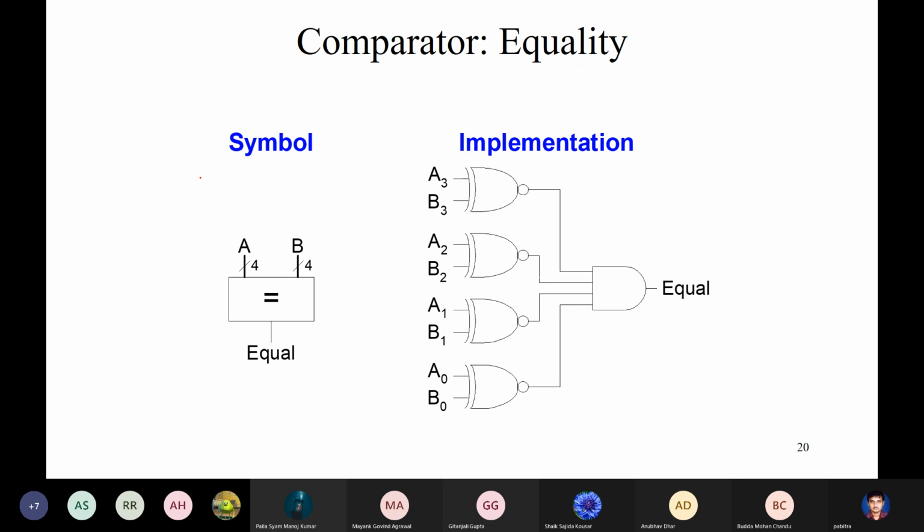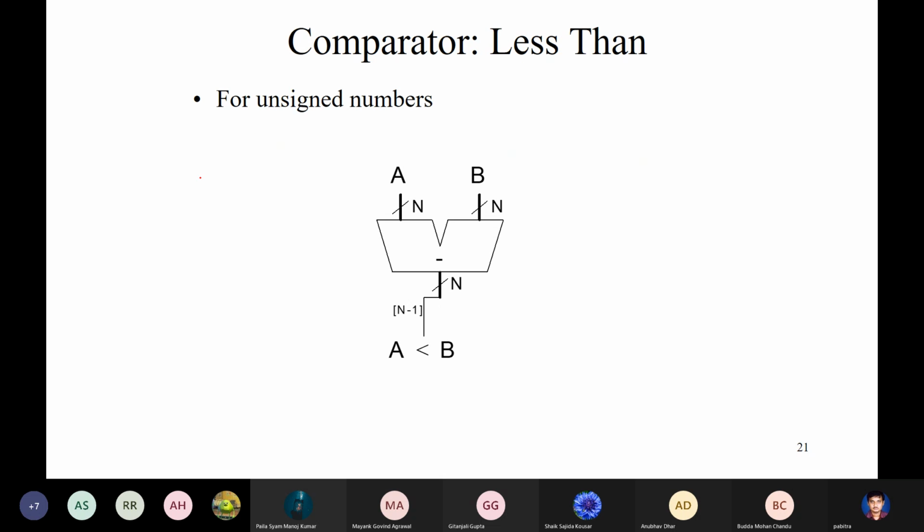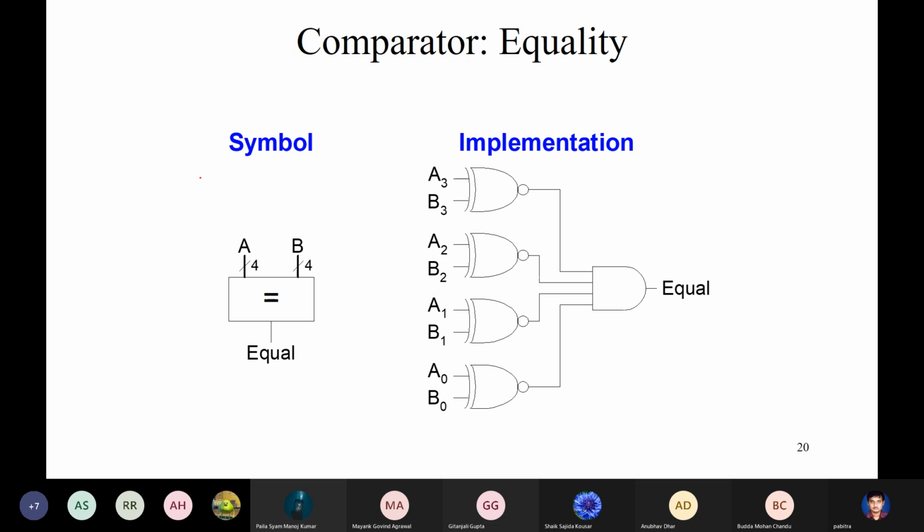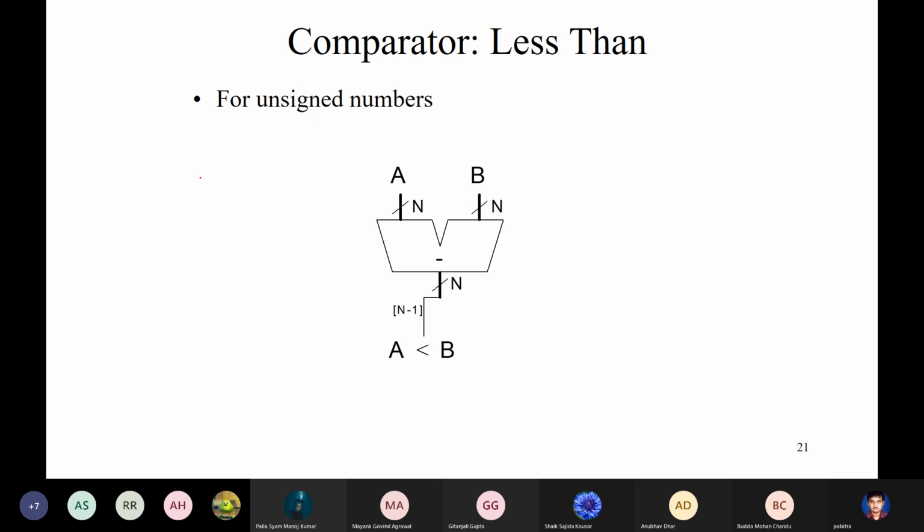There are some more circuits which are of importance in the ALU. One is a comparator circuit. This is a simple implementation of a comparator, a less than comparator circuit. Maybe I give this as an exercise. You can also have a very easy implementation of an n-bit less than comparator.